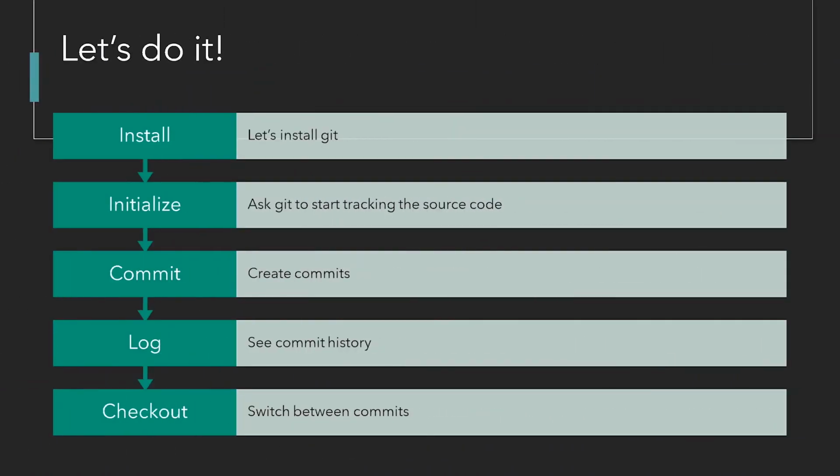So in the next video now, we'll see how we can install Git, how we can initialize Git and ask Git to track changes. We will see how we create a first snapshot or commit. Then we will see how we can check out the history. And at last, we will see how we can check out a single code base or a single version out of all the different commits.